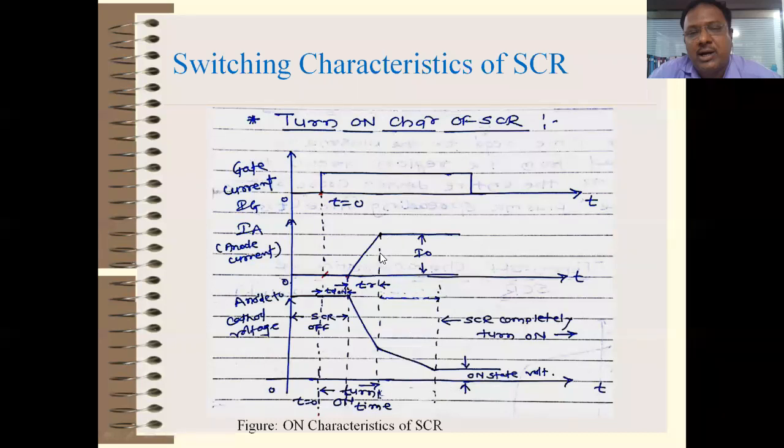But after TR, the anode current becomes constant. So this is called the complete on condition of SCR. So you can say T on equals TD on plus TR. That is also sufficient.